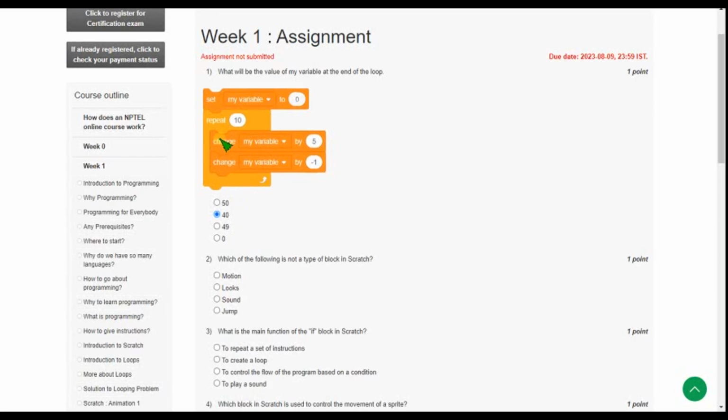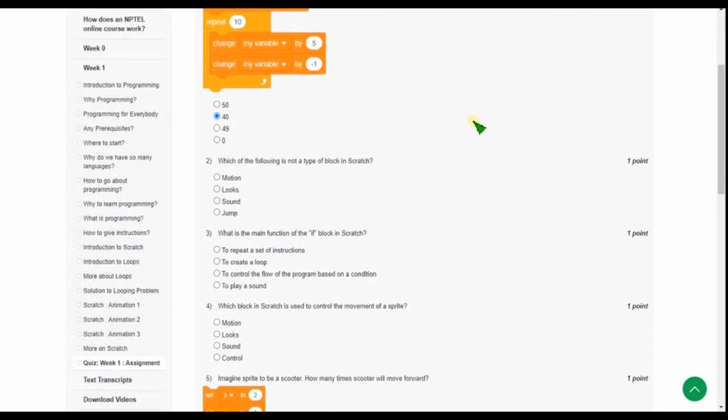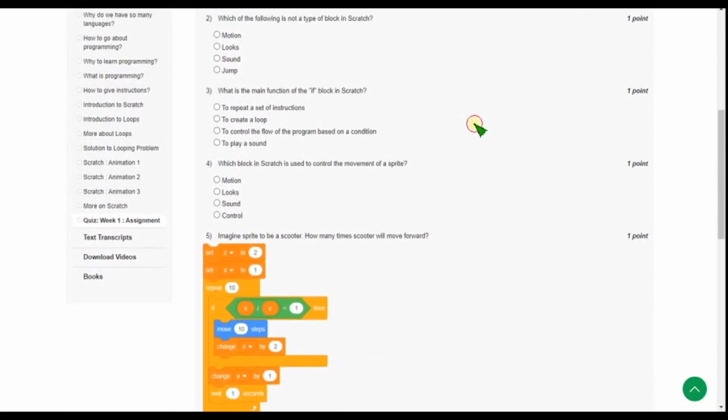Now let's move on to the second question. Which of the following is not a type of block in Scratch? So for second question, the correct answer is fourth option, jump. That is fourth option.